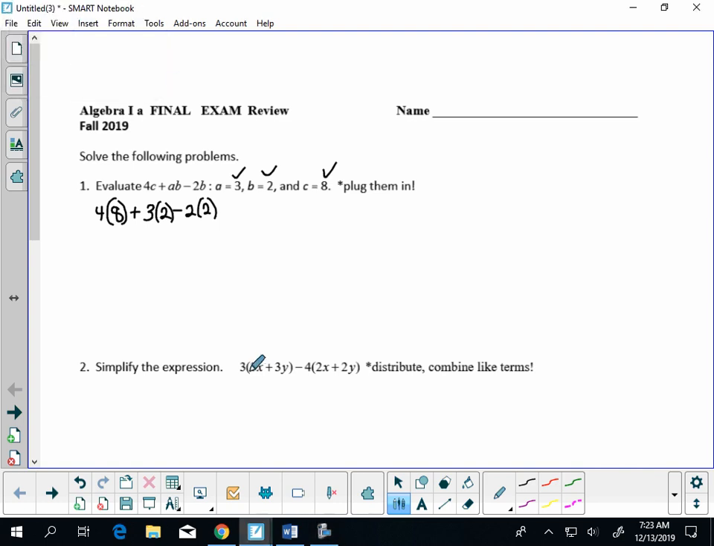Welcome to the review for this year's final. I suggest you go through this very carefully, correct all your mistakes, and you're probably going to want to go through these problems multiple times. This is going to be very similar to what you see on your actual final.